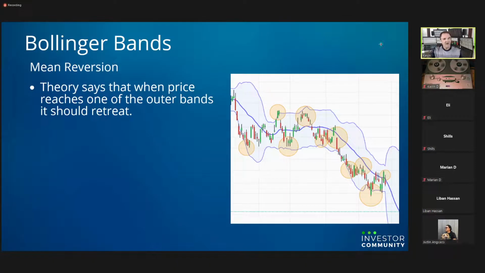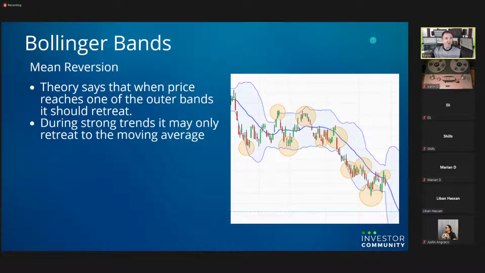Let's get into that a little deeper here. So theory says that when price reaches one of the outer bands, it should retreat. Now, it doesn't always retreat to the other band. Sometimes it only retreats to the middle.